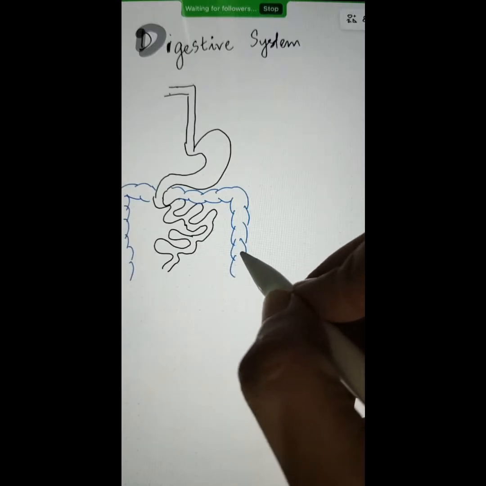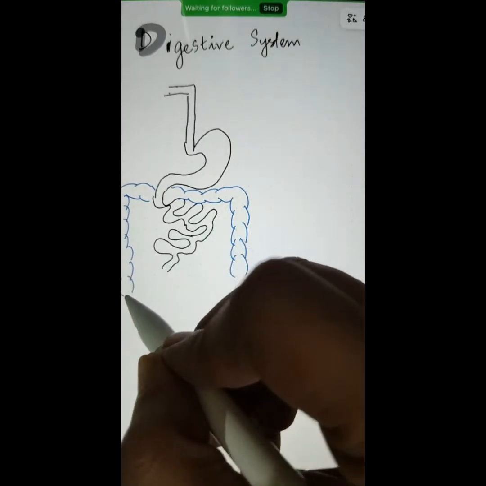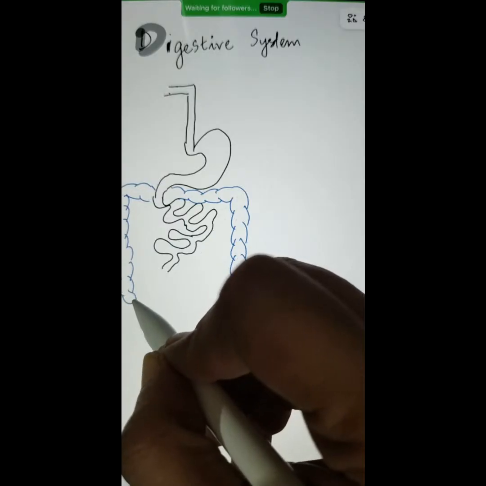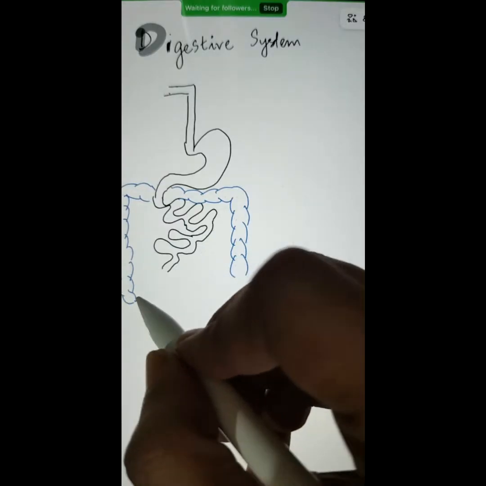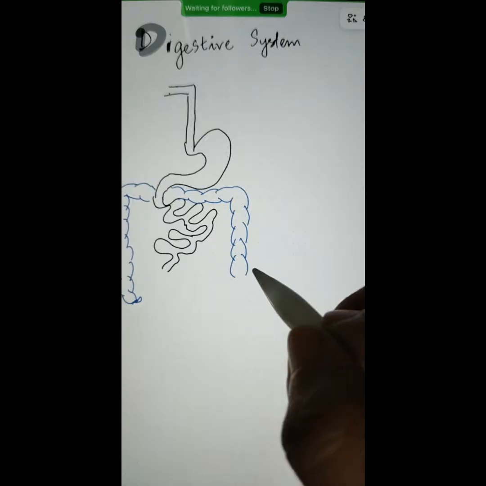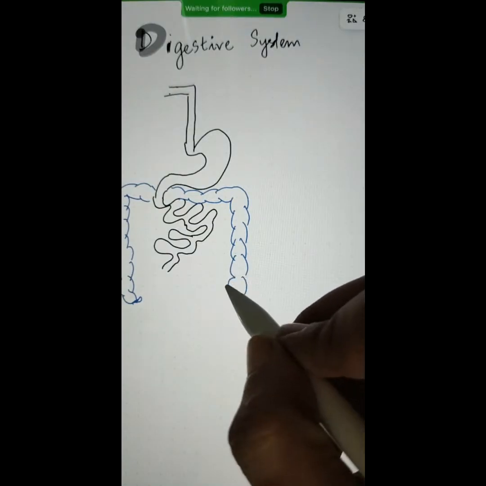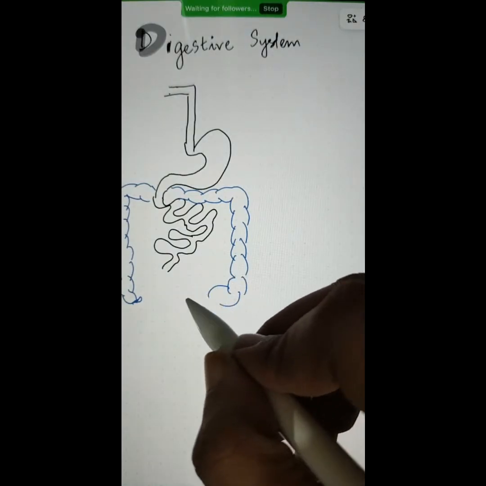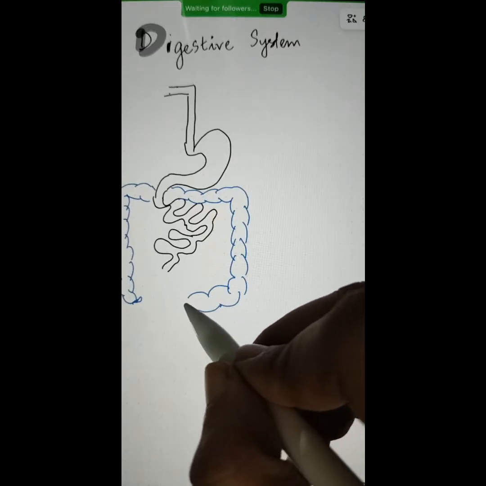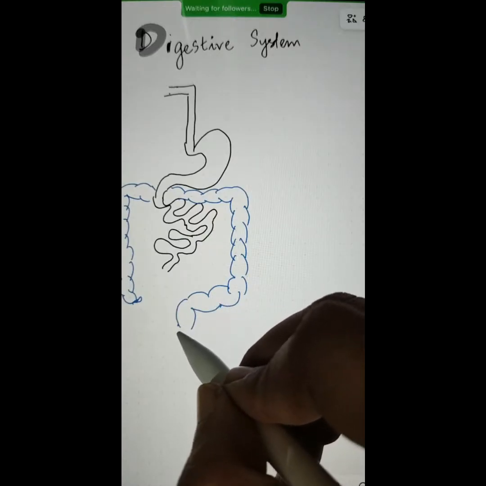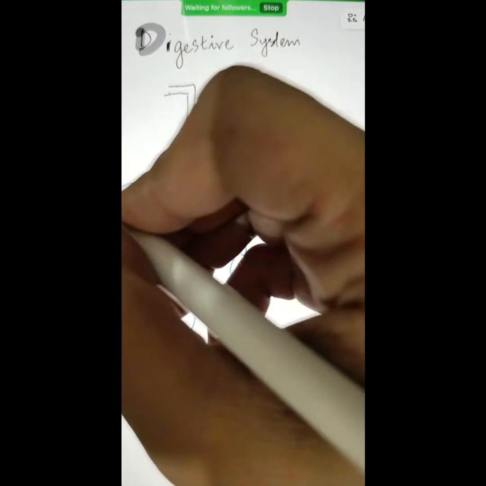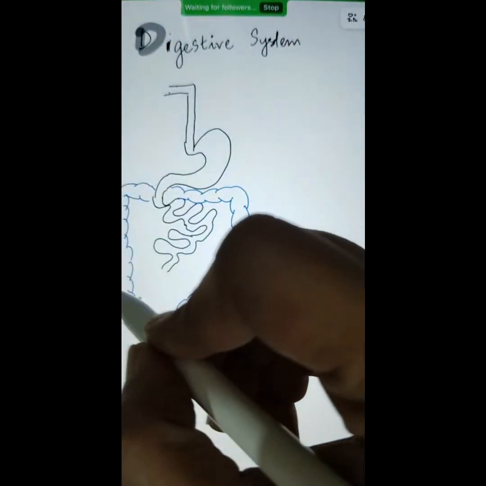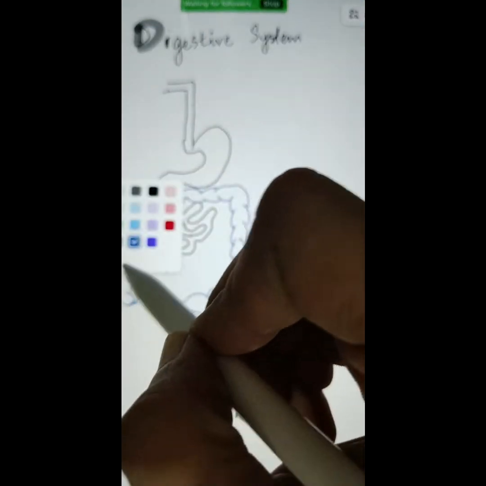than the large intestine. So right now with blue color, I am drawing the large intestine. So with your diagram, it should reflect also that it is larger in size. So we are done with the large intestine.